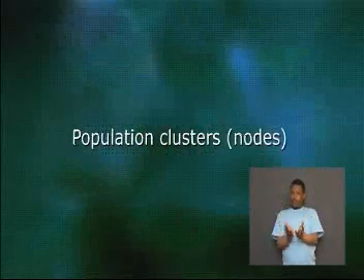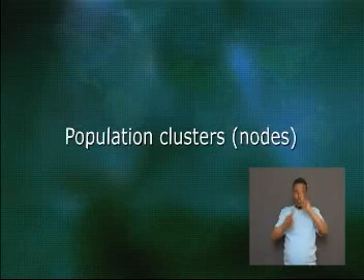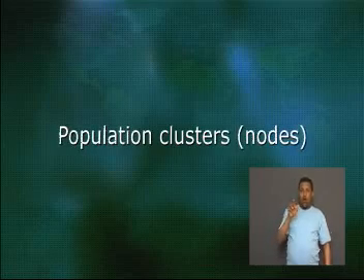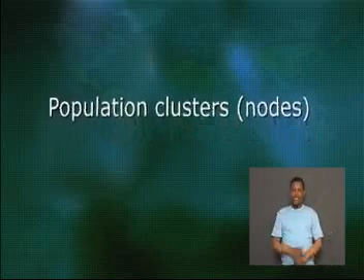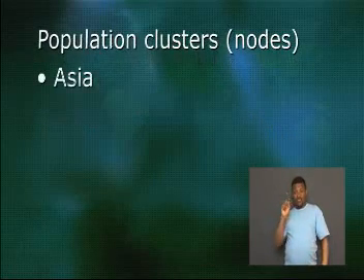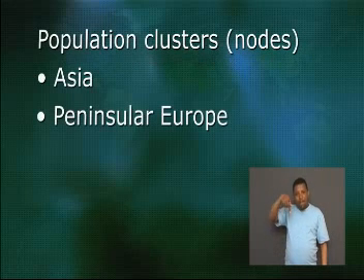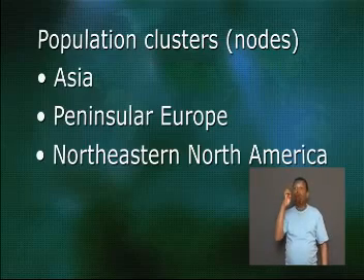There are three main belts of high population density and concentration in the world. These areas are often called population clusters or population nodes. The three population clusters are in Asia, Peninsular Europe, and northeastern North America. Together, these three population clusters account for almost 3/4 of the entire world population. Let us learn more about them now.